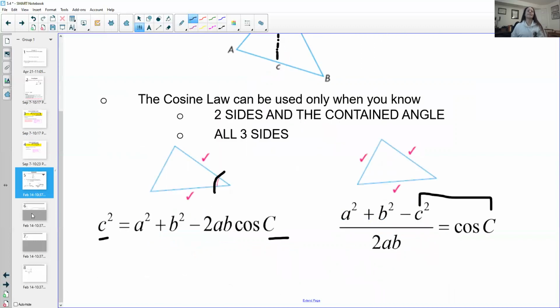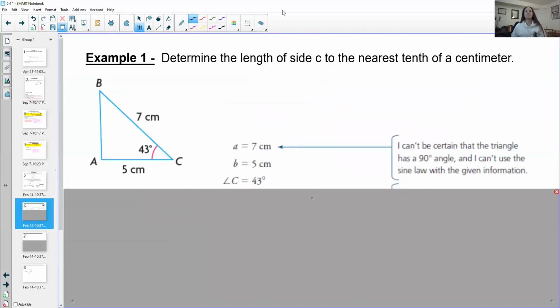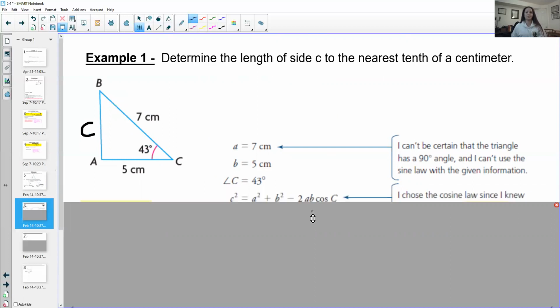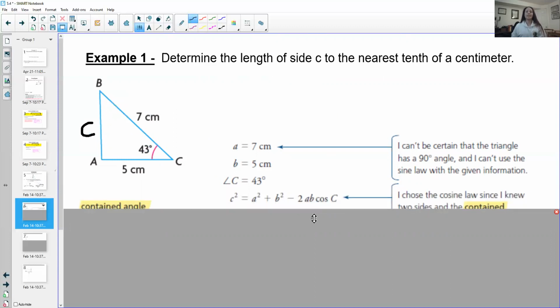All right, let's get into some actual questions. So let's determine the length of side C to the nearest 1/10 of a centimeter, so to 1 decimal. If this is angle C, this would be side C. So we have our side A is 7 centimeters, side B is 5 centimeters, and side C, we're not sure, but we do know that angle C is 43. I have two sides and the contained angle, so I can use the cosine law. Okay? So we're going to start setting it up.